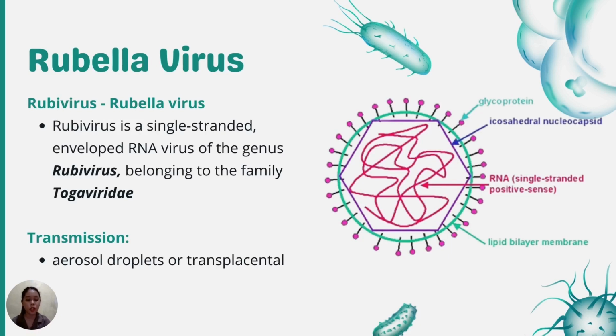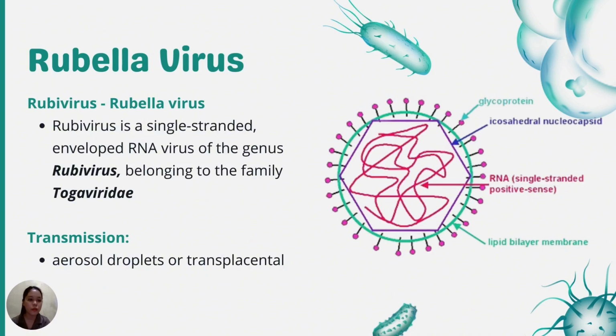And for the transmission naman po, it is transmitted via aerosol droplets or transplacental. So, before po ng widespread ng ating vaccine para dito sa rubella virus, this rubella virus is considered as child disease, ibig sabihin po nun mas particular siya or mas nai-infect niya yung mga children compared sa adults. Pero today po, as of today, makikita po sa ating census na mas infected na po yung mga adults natin. So, paano nga ba 'to nata-transmit?